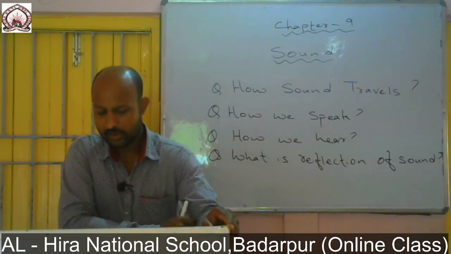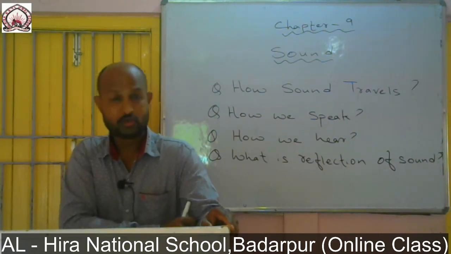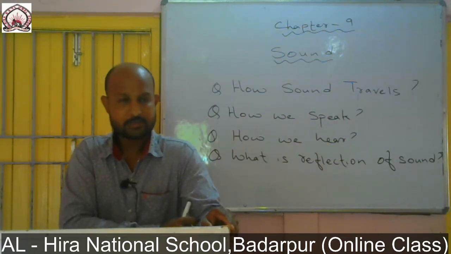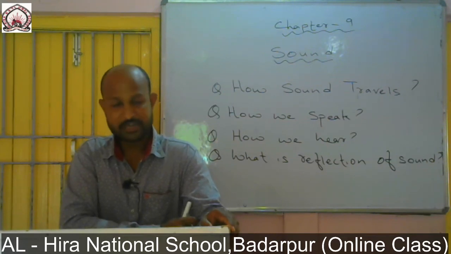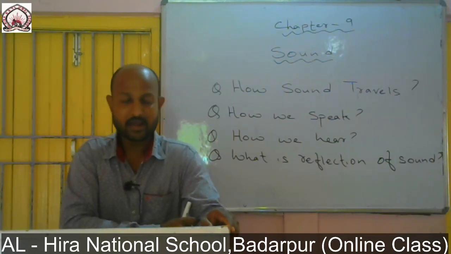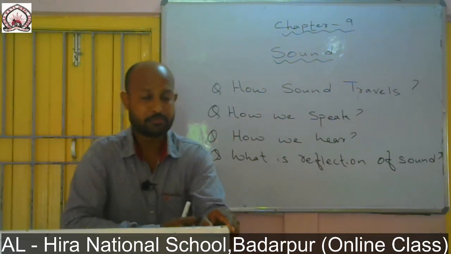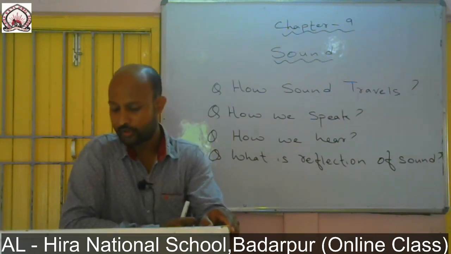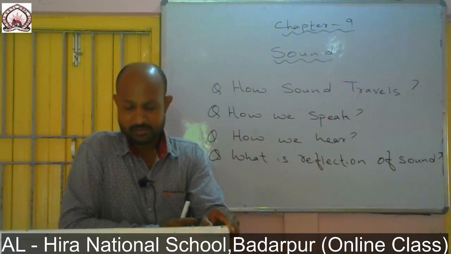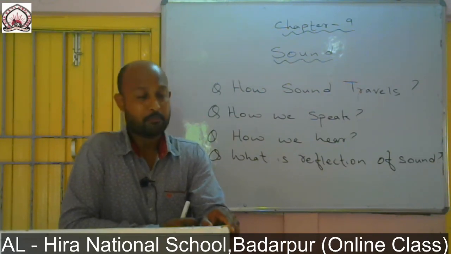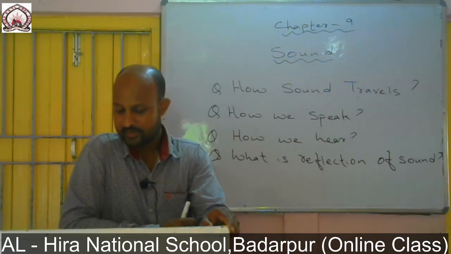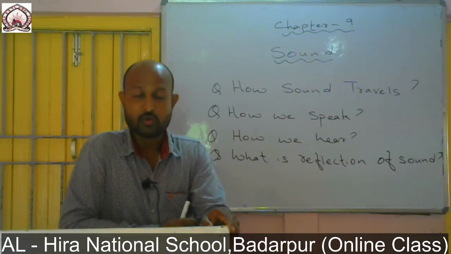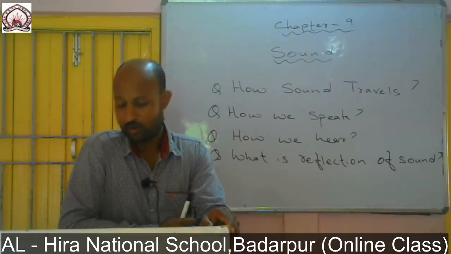Even bats use these echoes to locate their prey. Bats locate their prey by emitting ultrasonic vibrations, and they are able to judge the distance of the prey from the time taken by the echo to return. Other than bats, we find porpoises, whales and seals also use this to find their way around.